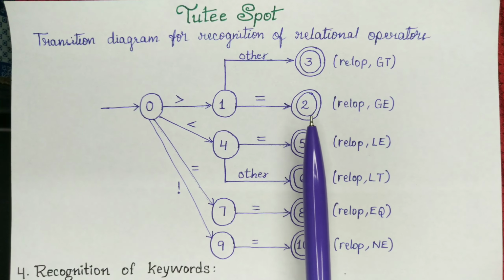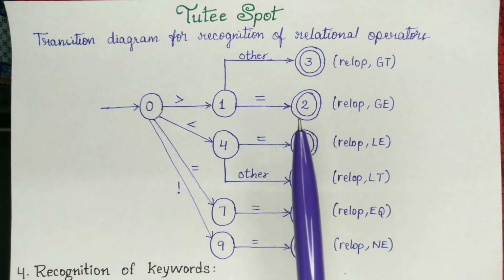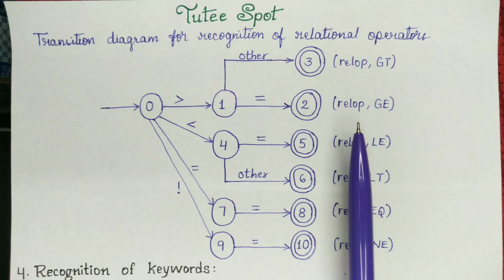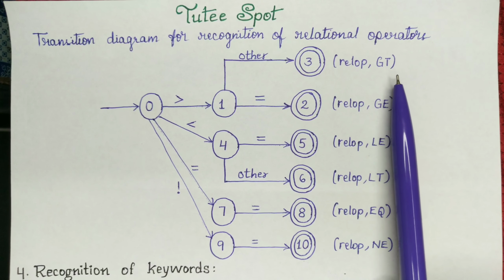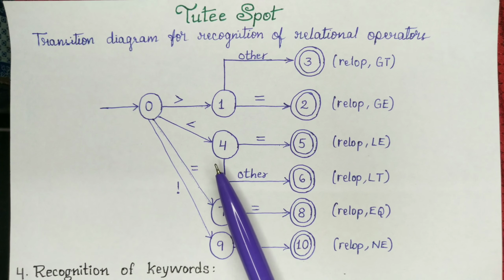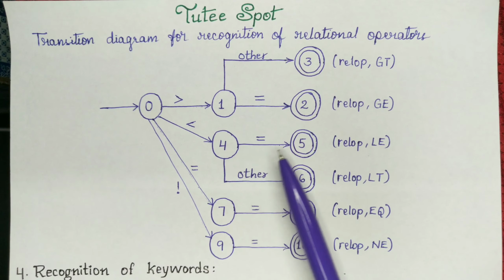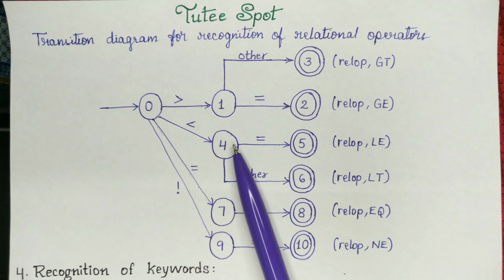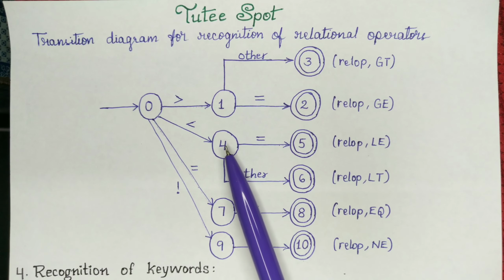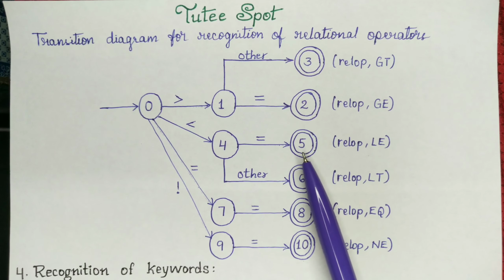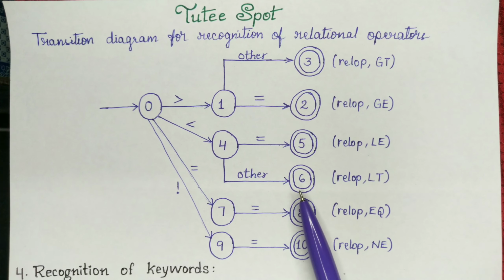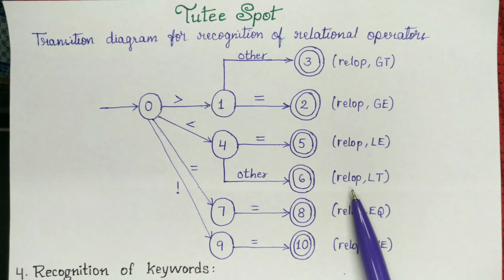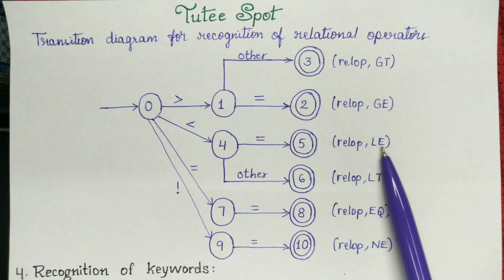To note the token information, the syntax will be, within braces, token name, attribute value. Here the token is taken as relational operator RELOP and the attribute values are GE for greater than or equal to and GT for greater than. Next follow the same process for less than and less than or equal to to produce states 4, 5 and 6. Apply less than on state 0 to produce state 4 and equal to on state 4 to produce state 5, and it is the final state, and apply other on state 4 to produce the final state 6. So they produce the tokens with the name relational operator RELOP, LE for less than or equal to and LT for less than.